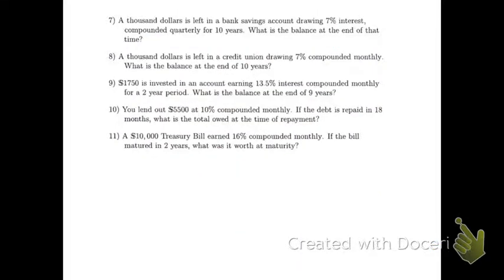Now, down at the bottom, I'm going to show how to work all these. I'm going to try and color code them. So 7 is going to be blue. $1,000 is left in a bank savings account. So $1,000. We can always write that. Drawing 7% interest, so that's 0.07. So I'm going to number this too. Number 7 right there. Compounded quarterly. Okay, quarterly means it's not continuous.